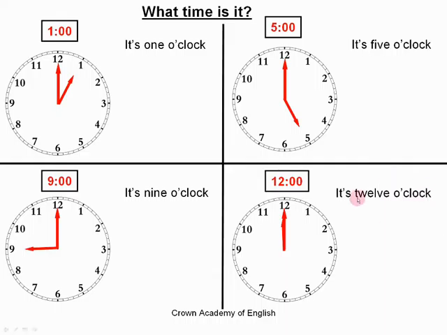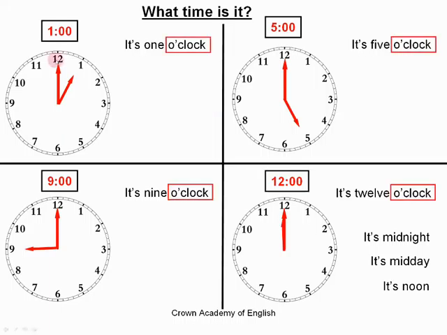For this one, 12 o'clock, we can also say, if it is the night time, we can say it's midnight. And if it is during the day, then we can say it's midday. Or we can say it's noon. So midday here and noon, they are the same. It means 12 o'clock during the day. Okay? So, as we can see here, all of these we say o'clock.